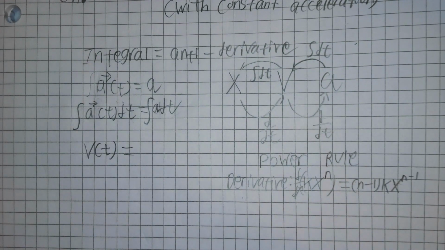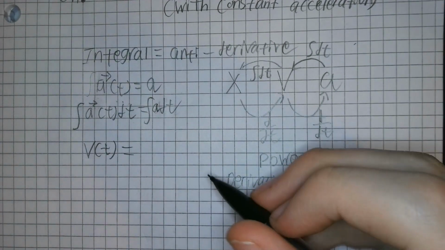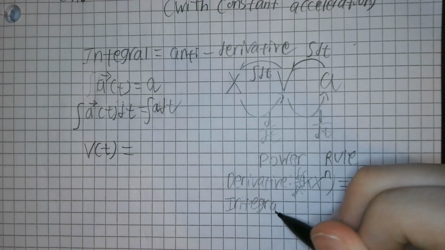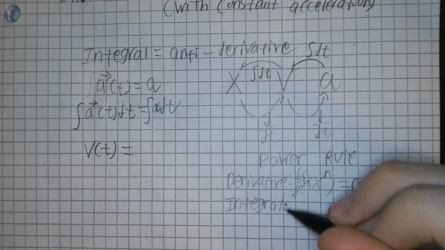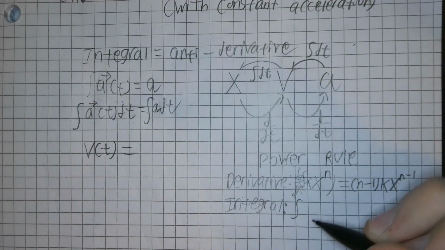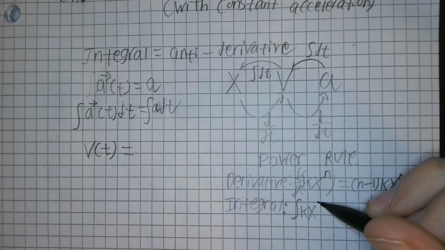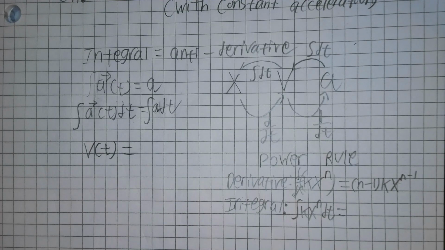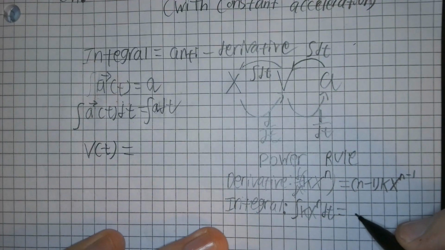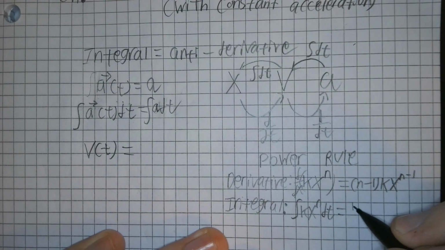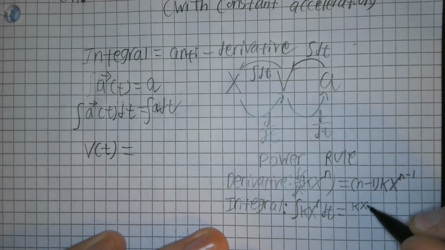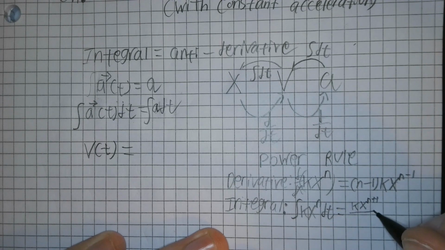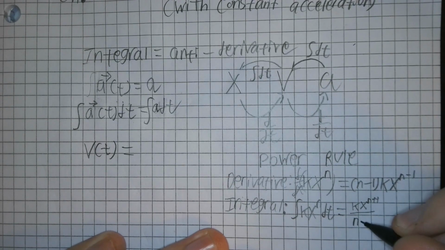We're going to have to do the exact opposite for an integral, because it's the antiderivative. Here, the integral of k times x to the n with respect to x is going to be equal to k times x to the n plus 1, adding 1 this time, all over n plus 1.